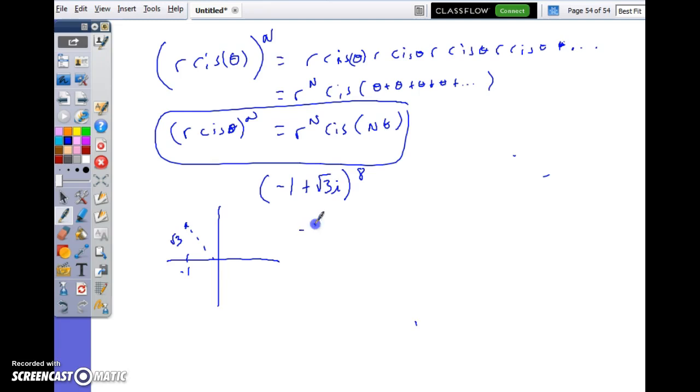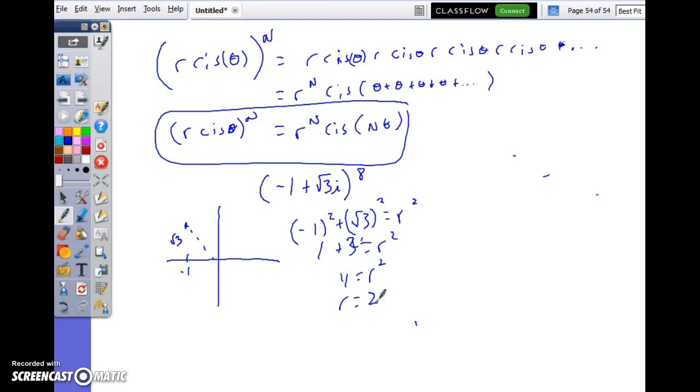R would be -1 squared plus √3 squared equals r squared. That's 1 plus 3, equals r squared. 4 equals r squared. R equals plus or minus 2. We're going to just do the plus 2 so we don't have to worry about weird angles.